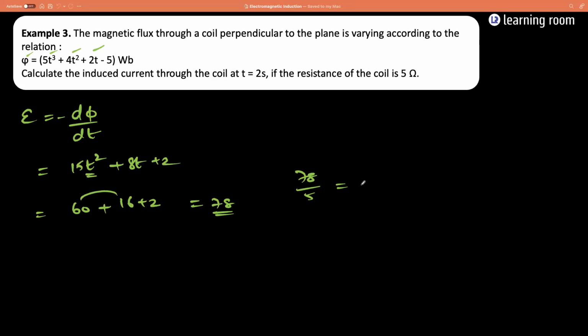Shouldn't it be negative, sir? No, see, induced current, when you take it, it is going to be positive only. You take only the magnitude, no? Here the minus sign does not indicate anything except Lenz's law. Okay, sir. So what will be the answer? 78 by 5 is 15.6, no? Yes, sir. 15.6 ampere.